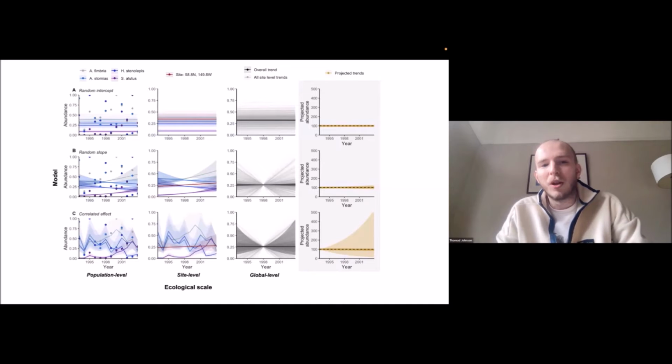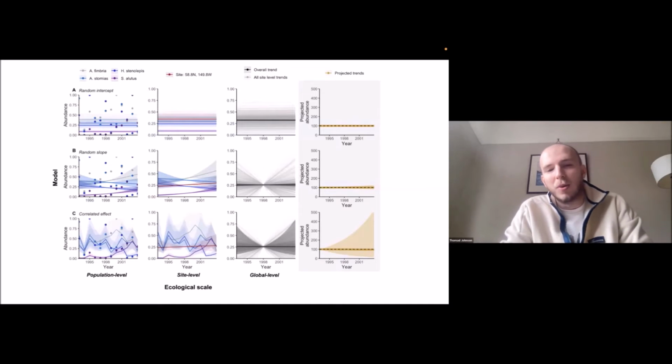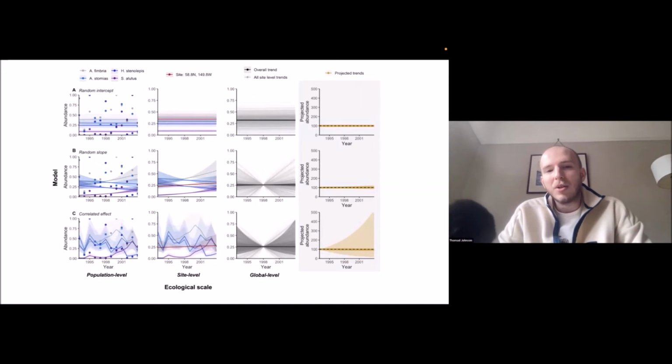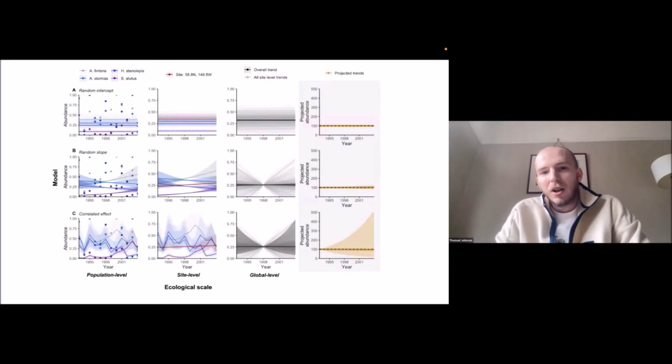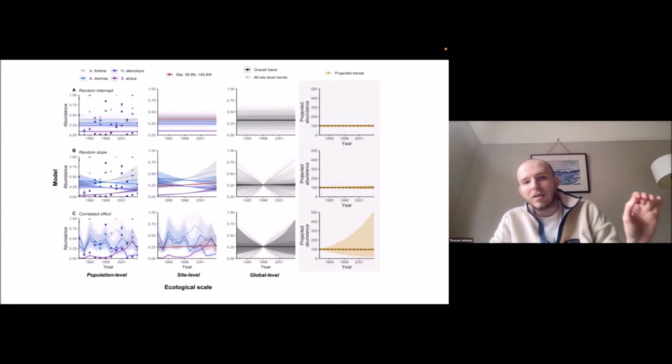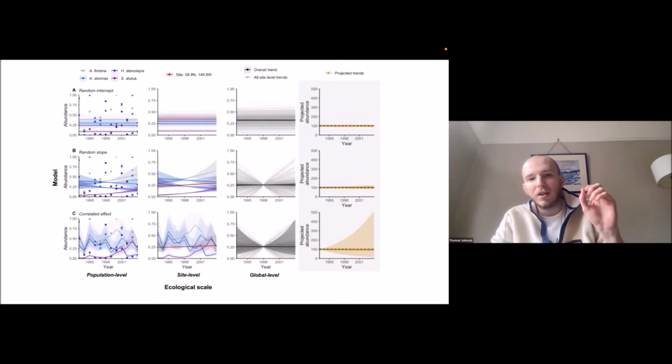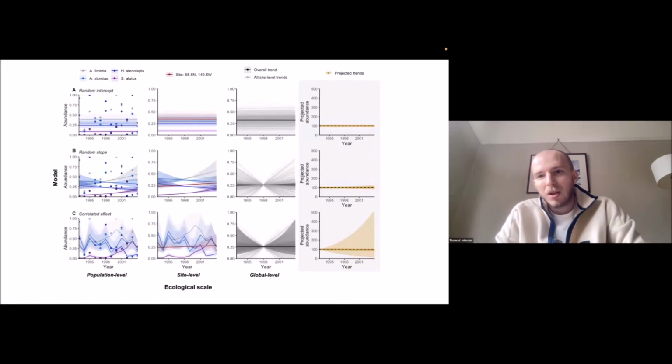And that's not only important when you're trying to actually predict the actual population abundances, but as we move towards the site level scale, you can also see that by recognizing this temporal autocorrelation, actually our uncertainty around the site level increases. So we get a more uncertain estimate of population change in the site level trend.